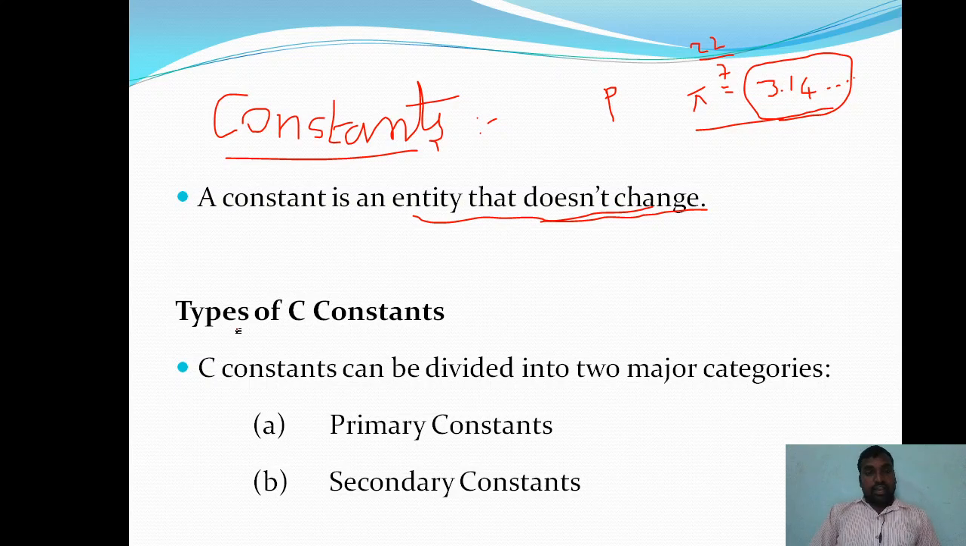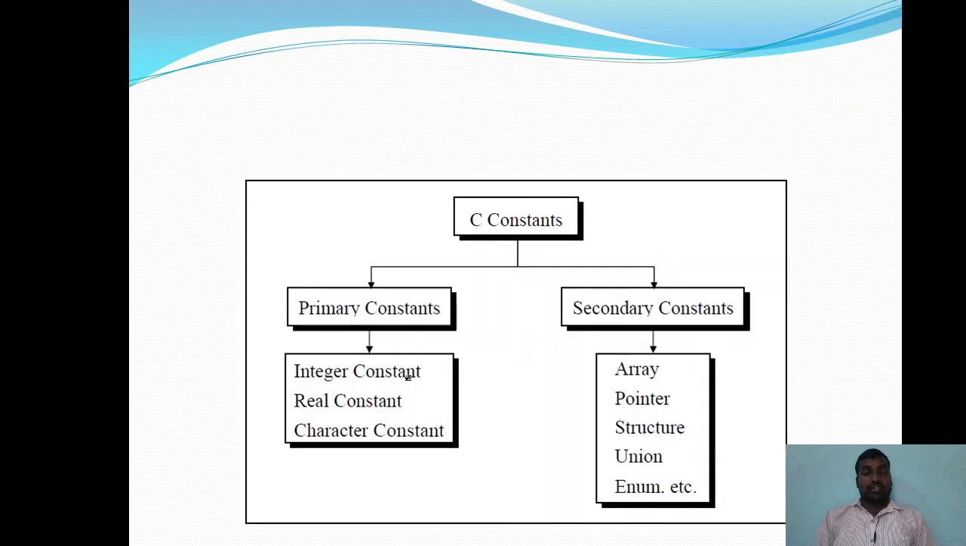Then we have different types of C constants available: primary constants and secondary constants. So C constants are divided into two categories, primary and secondary. Coming to the primary constants, integer constants, real constants and character constants are there. And coming to the secondary constants, arrays, pointers, structures, unions, enumerators, etc. All these are user defined constants.